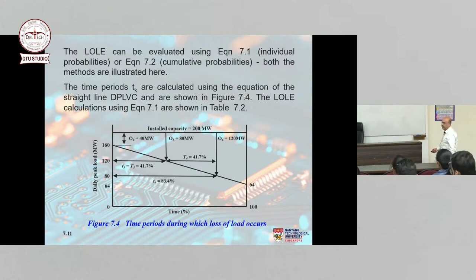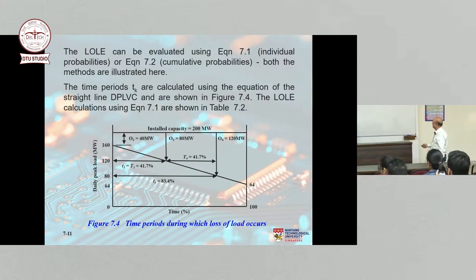We use 7.1 or 7.2. You can use both individual and cumulative probabilities. So I just want to illustrate using this graph again how the calculations are done. Our installed capacity is 200 megawatt, which is 5 generators of 40 megawatt each, and the peak load is given as 160 megawatt, correct? So if none of the generators is out, we have 200 megawatt, we are able to meet the load, so there is no loss of load, correct?